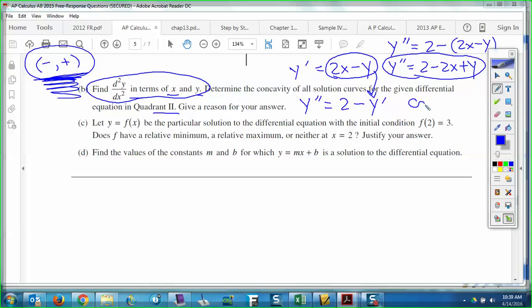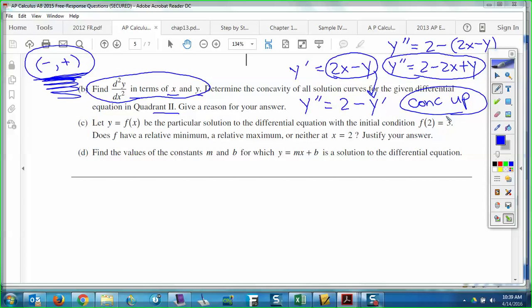So the concavity is concave up. And again, you would probably have to explain that. Somehow you'd say, in quadrant 2, the x's are negative and the y's are positive. So therefore, 2 minus 2x plus y will always be positive. So y will always be concave up. The graph will always be concave up. But again, there you go. It's just chart stuff, right?